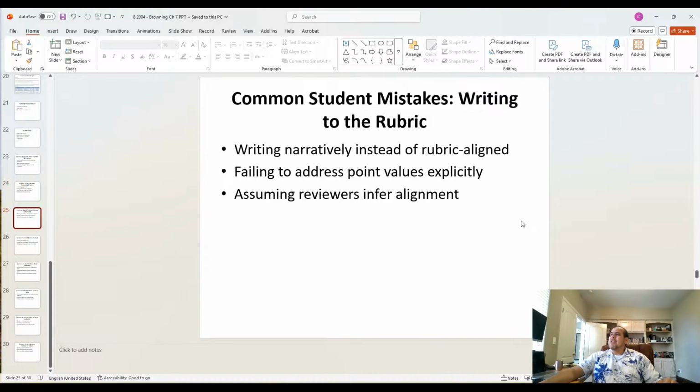Mistakes in writing to the rubric: writing narratively instead of rubric-aligned, failing to address the point values that are explicitly stated, and then assuming the reviewers are going to infer alignment when it's your responsibility to show how everything aligns: the budget, the work plan, the timeline, and the narrative.